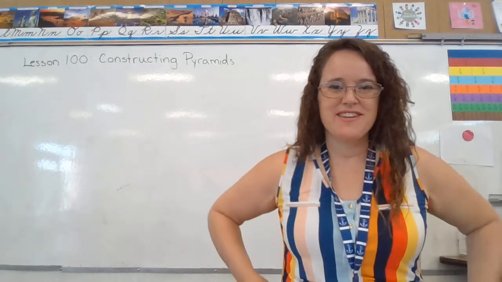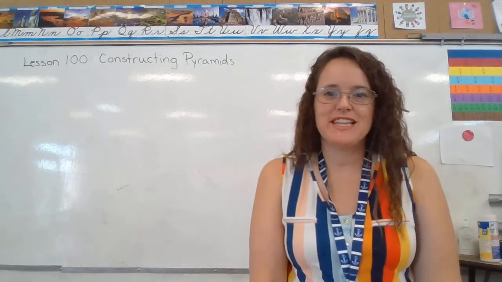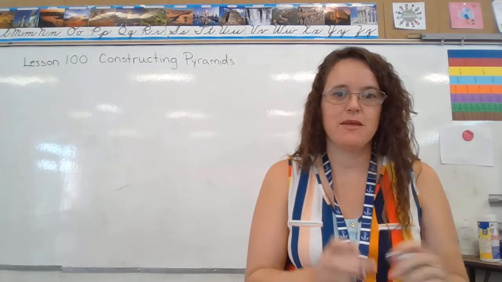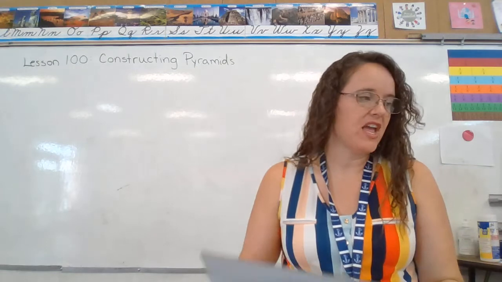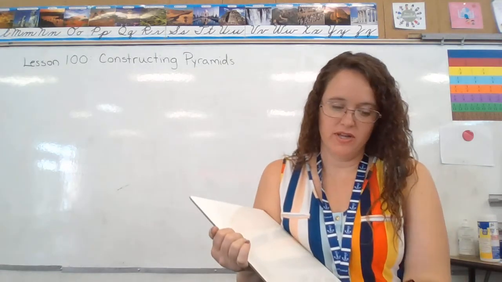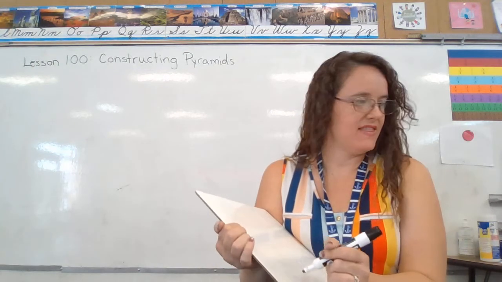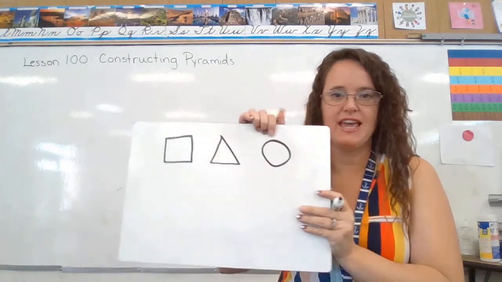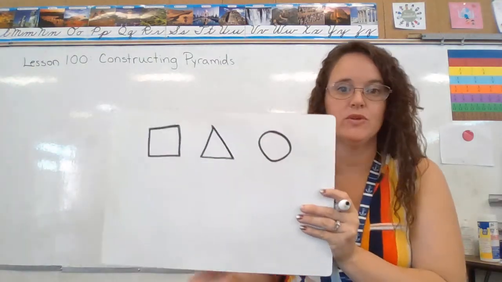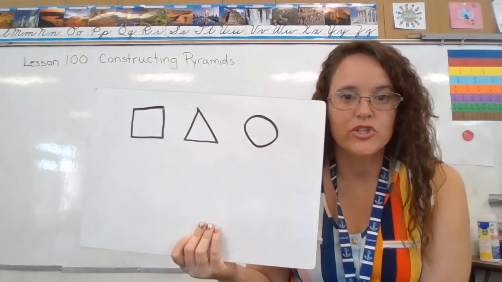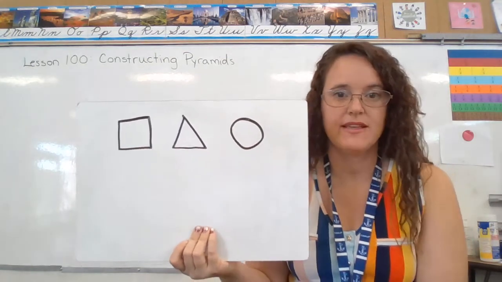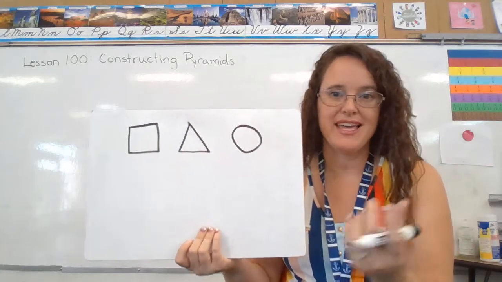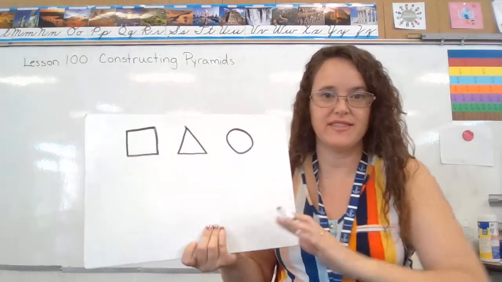Hi class, today we are on Saxon Math, Book 4, Lesson 100, and today we're going to be constructing pyramids. So, first things first, I want you to remember that these typical shapes that you've been studying and looking at probably since preschool, those are two-dimensional shapes. They're flat, they have no depth or no height to them. We have a length and a width, and that's it.